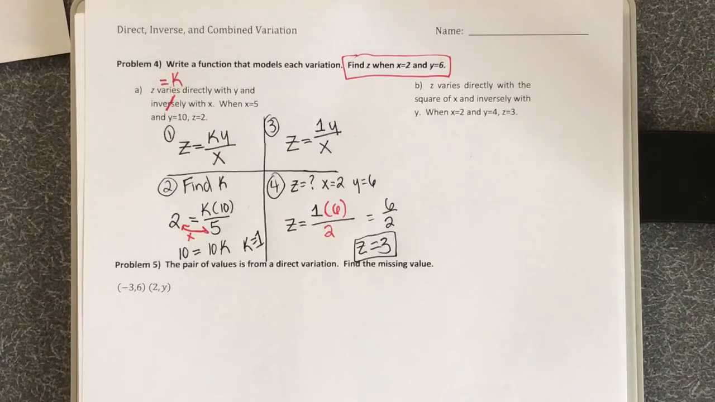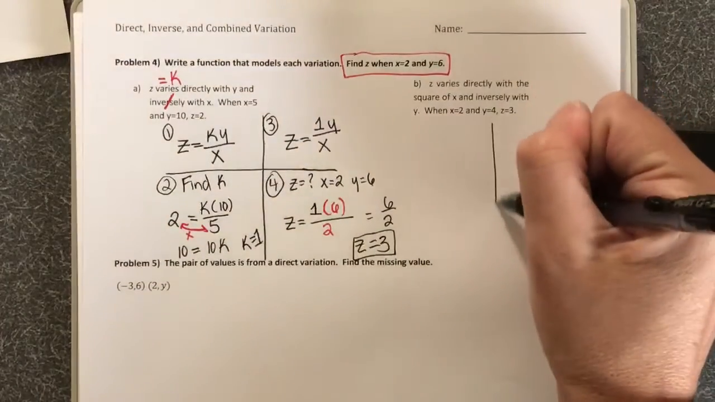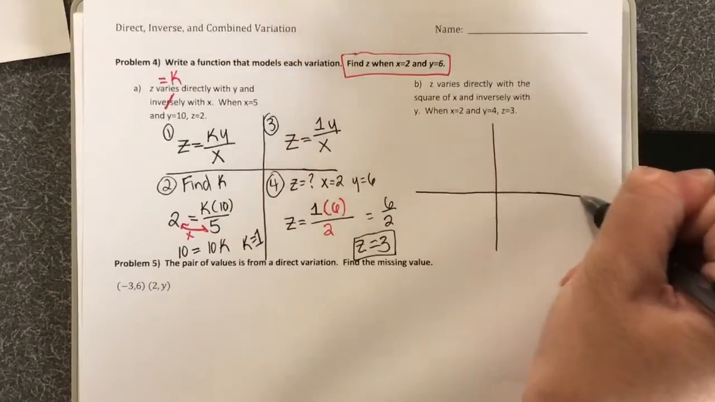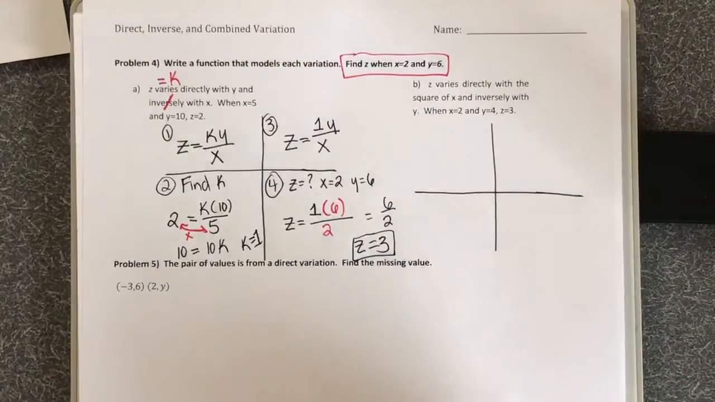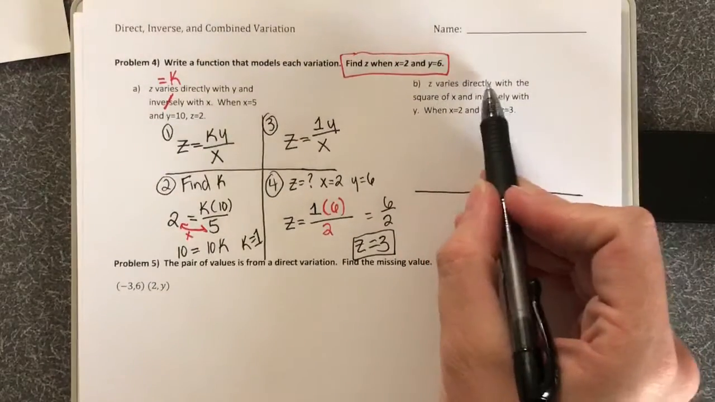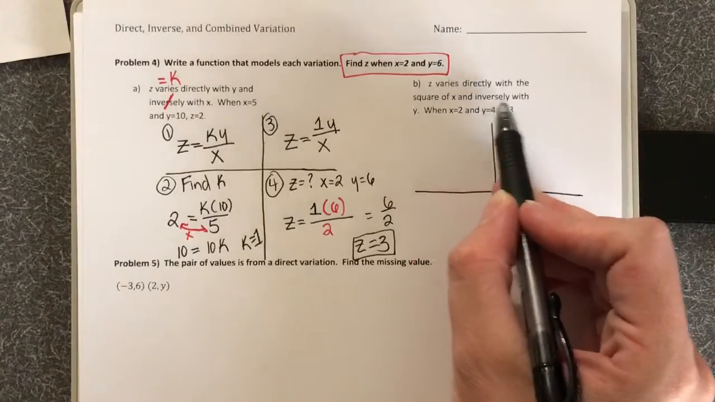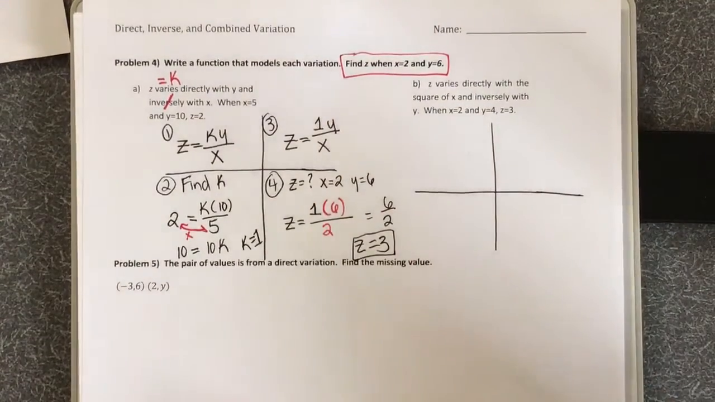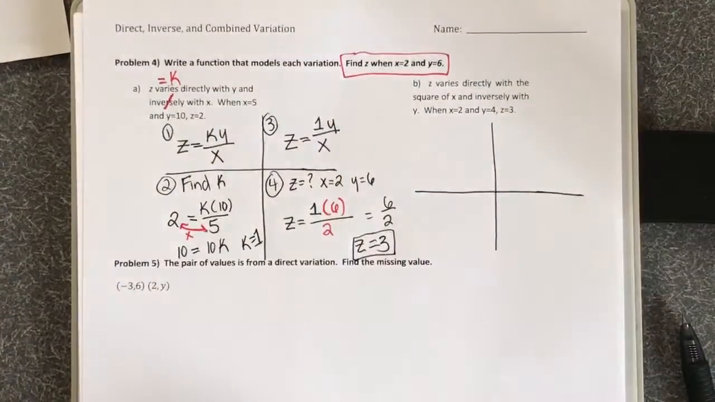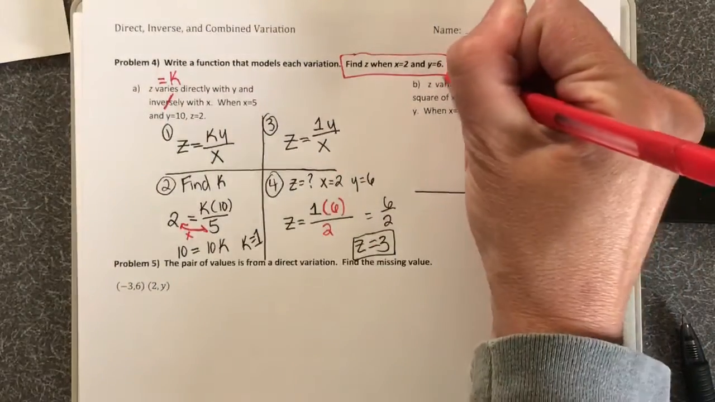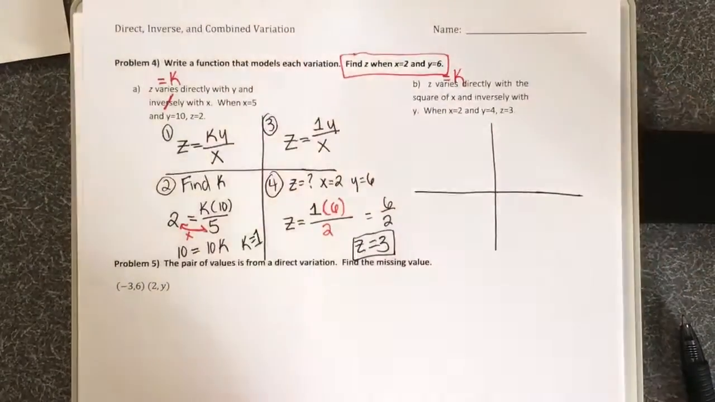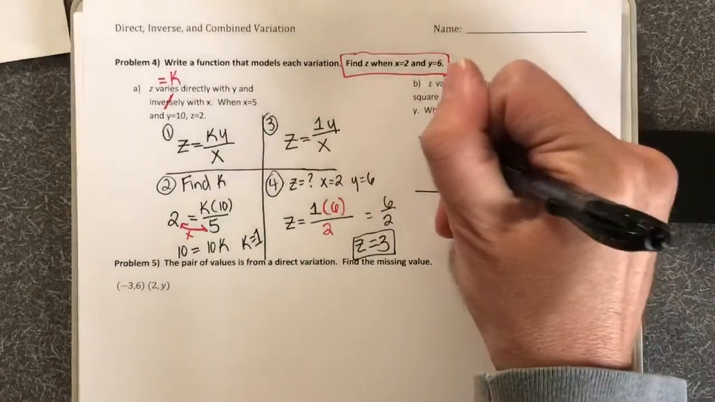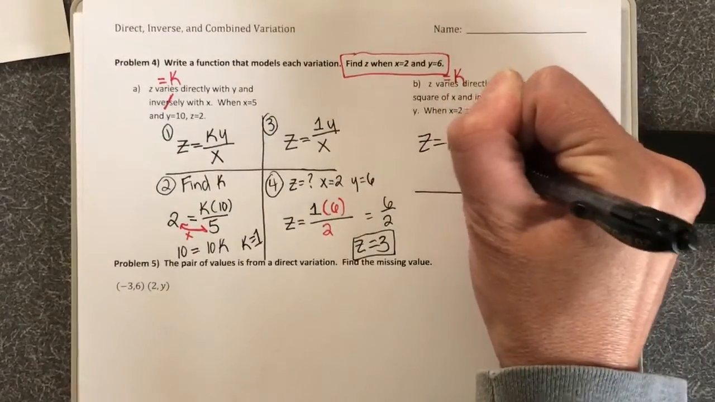Okay, so problem 4b. Again, set up your 4 steps. Step 1 is the variation rule. Z varies directly with the square of x and inversely with y. Again, you see the word varies, so immediately write down equals k. So, what equals k? Z equals k.